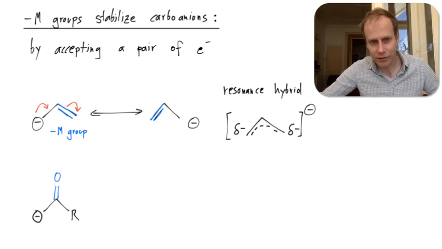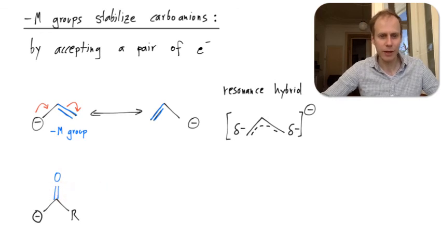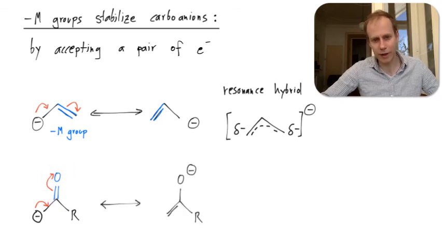So here's another example of a negative mesomeric group. This oxygen here connected via a double bond. So what can happen here? The negative charge of the end carbon can again jump to in between these 2 carbons, and then the electrons from the pi orbital here can jump to the oxygen to form a lone pair, and as a result you get a negatively charged oxygen and a double bond down here.